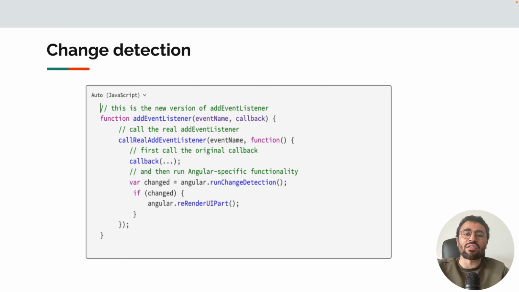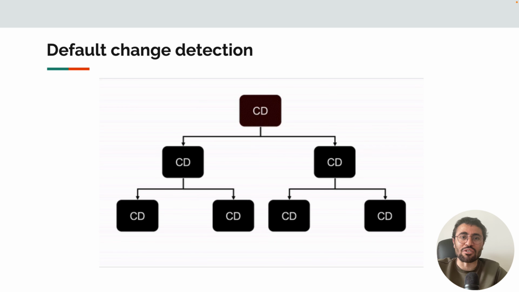In Angular, there are two change detection strategies, default and on-push. Let's start with the default strategy. During each change detection cycle, Angular will check changes in all application components. And if there is a change detected, Angular will re-render that part of our page. It's not the most performant option, especially in complex and large applications.